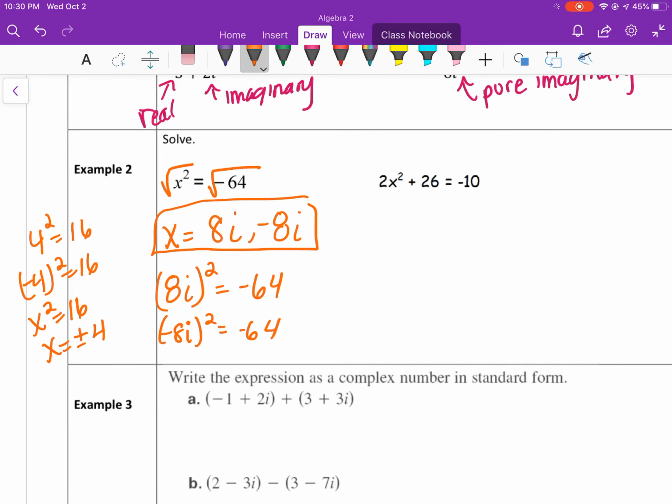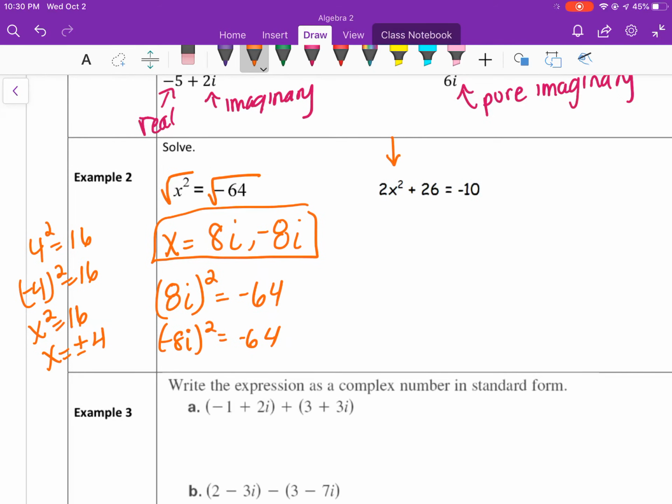For the second part of example 2, you have to isolate the x squared. So you have to start by subtracting 26 from both sides. You're starting with a negative 10 and you're subtracting, so really you're adding those together and you're going to get negative 36. And then get x squared by itself again by dividing by 2. And I'm going to get x squared equals negative 18.